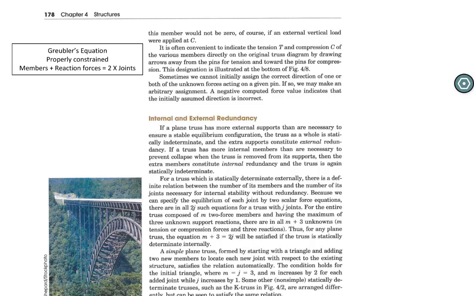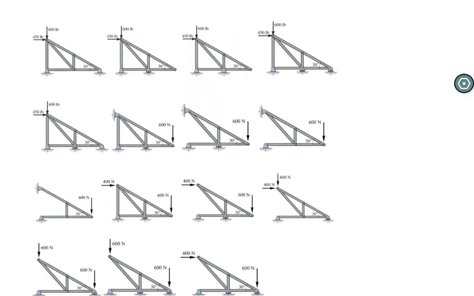There's an equation called Gruebler's equation that comes out of this, and it says that for proper constraint of a truss, you count the members plus the reaction forces, and that has to be equal to 2 times the number of joints. Members plus reaction forces is equal to 2 times the number of joints. If it's anything different than 2 times the number of joints, you have an unstable situation. So let's look at a couple of these things.